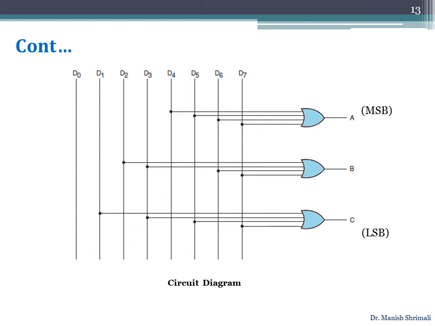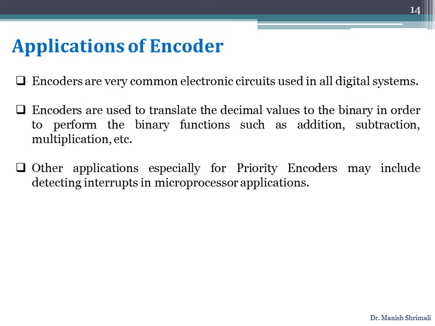Next, the applications of the encoder. These are very common electronic circuits which are used in all digital systems, and are used to translate decimal values to binary in order to perform binary functions such as addition, subtraction, multiplication, etc. Other applications, especially for priority encoders, may include detecting interrupts in microprocessor applications.